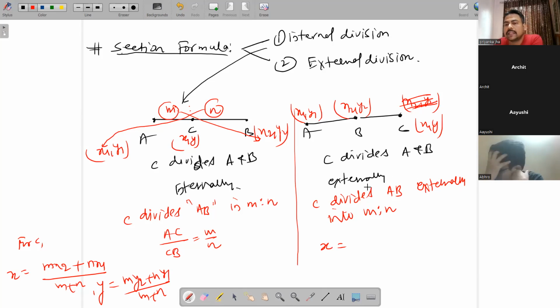Now, see, there is an imagination. Sometimes you may feel like you're not able to imagine it. So just do one thing. You know that it is dividing it externally. So just for this plus sign, we have to use minus sign. That's it.